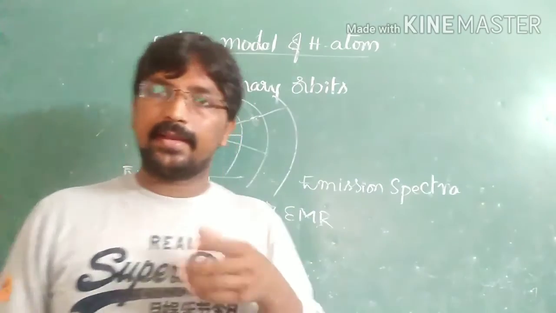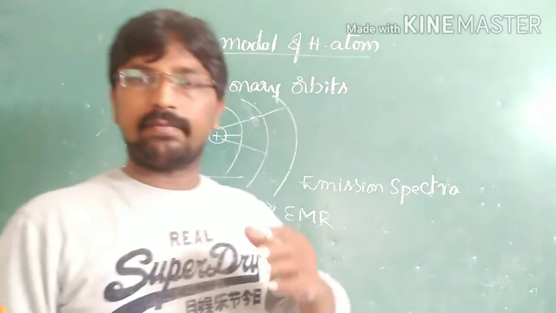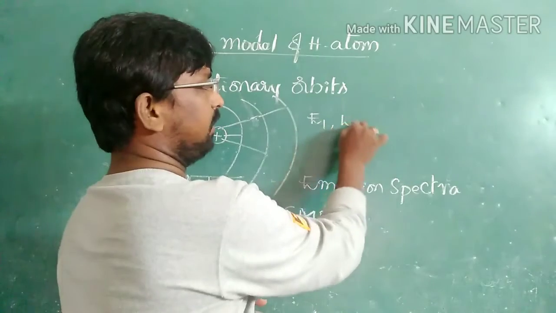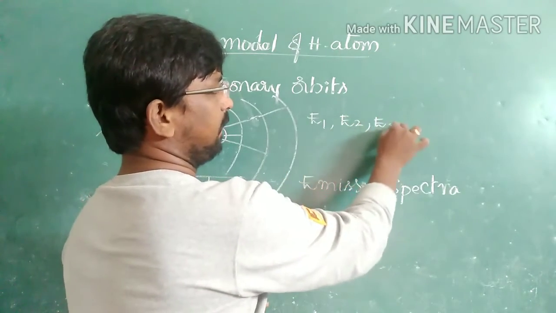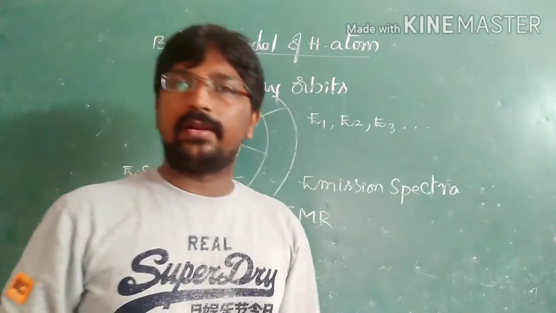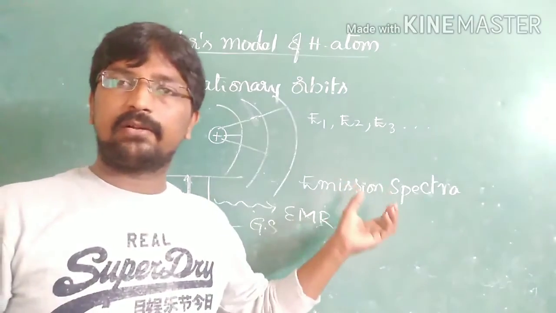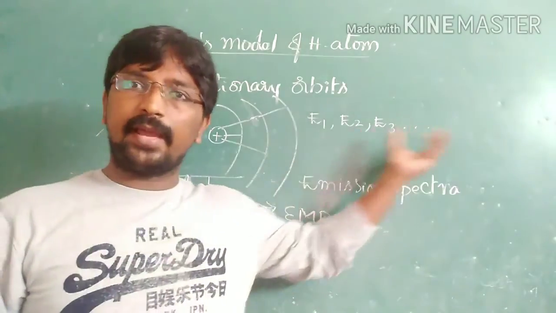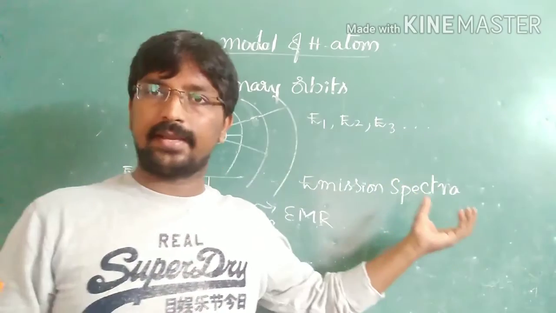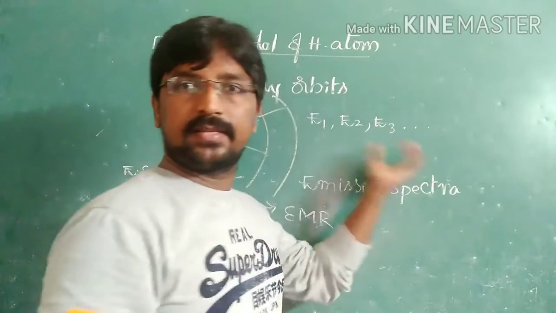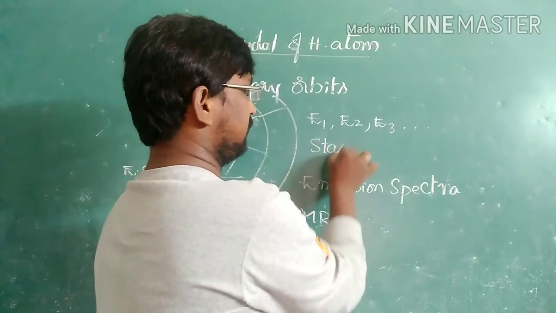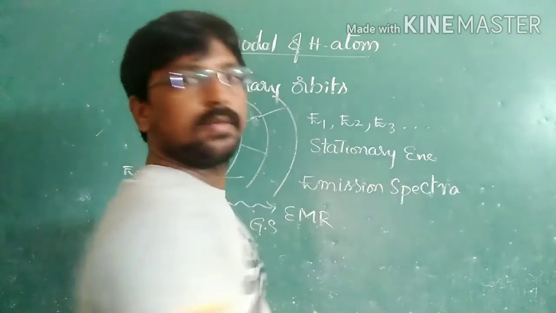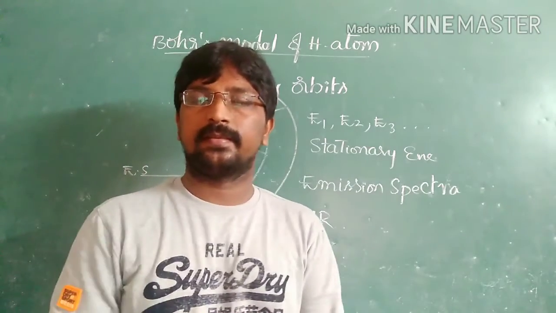Actually, the energies of electrons in an atom, when they are in particular orbits, have certain values like E1, E2, E3 and so on. These values hold when the electrons are present in particular orbits. The energies of these energy levels are called stationary states.